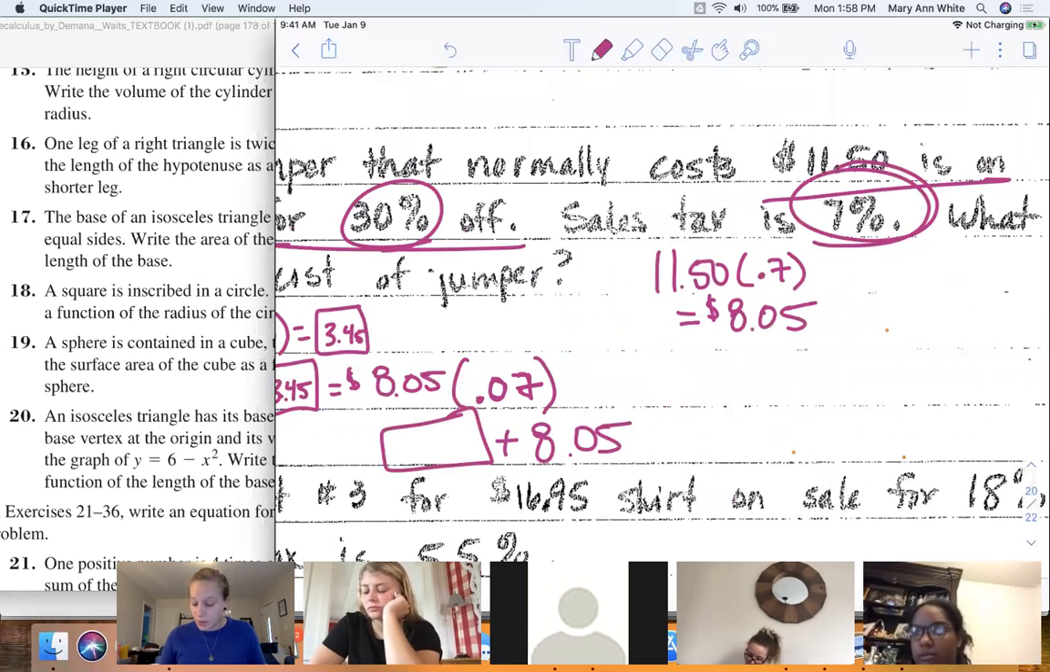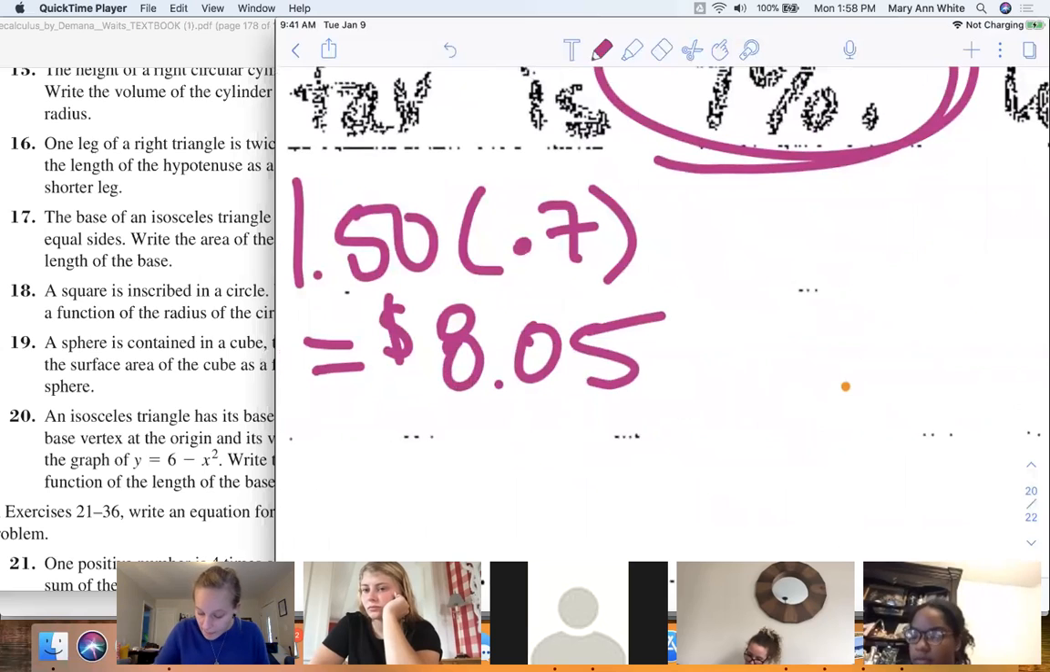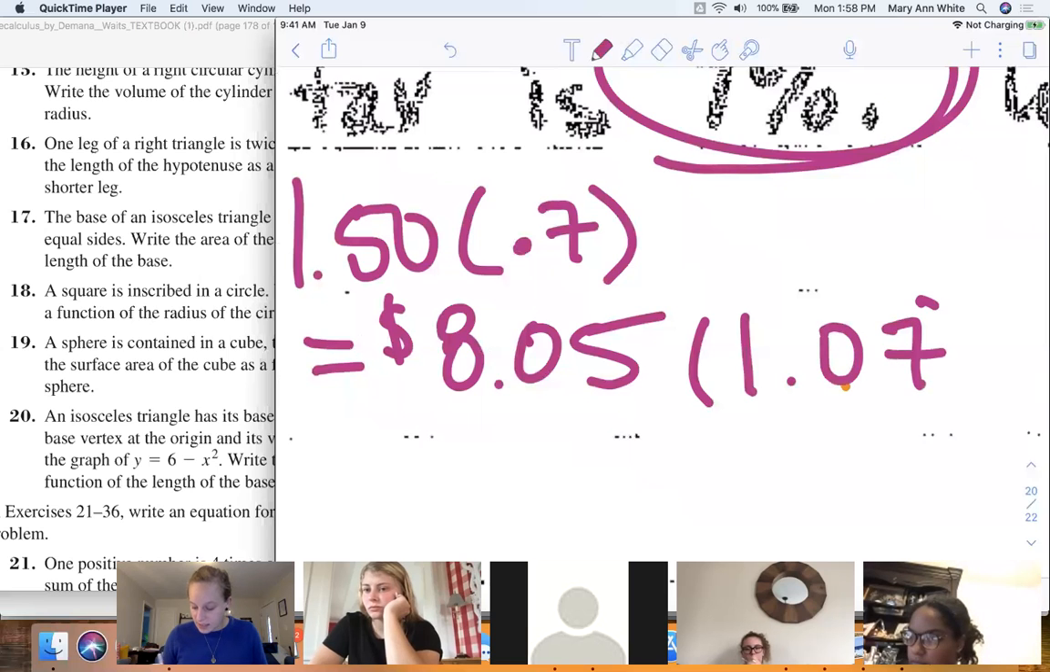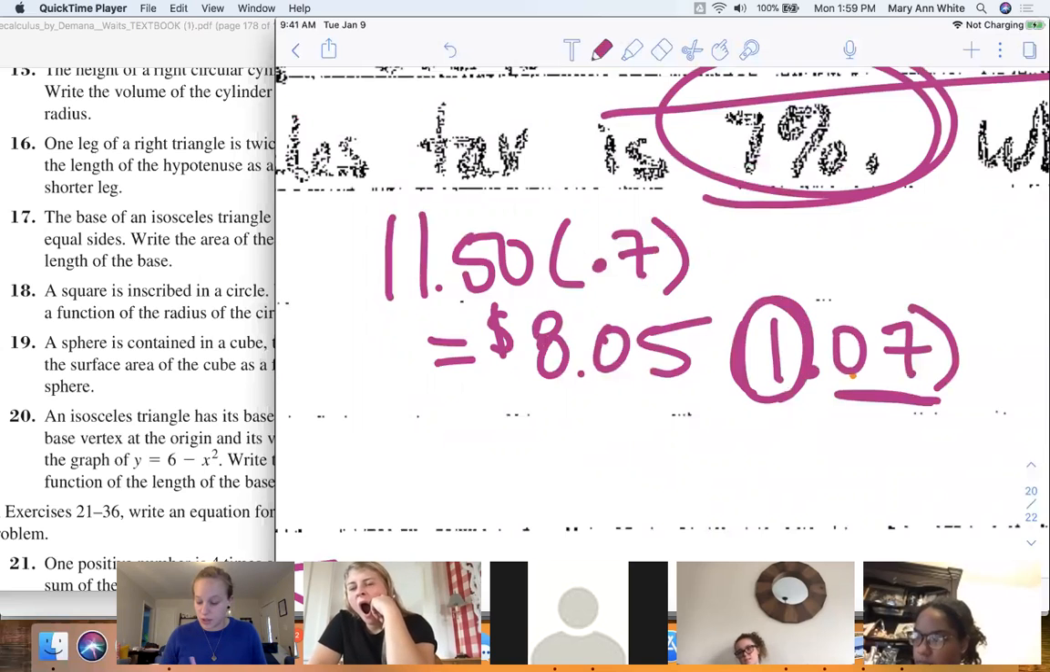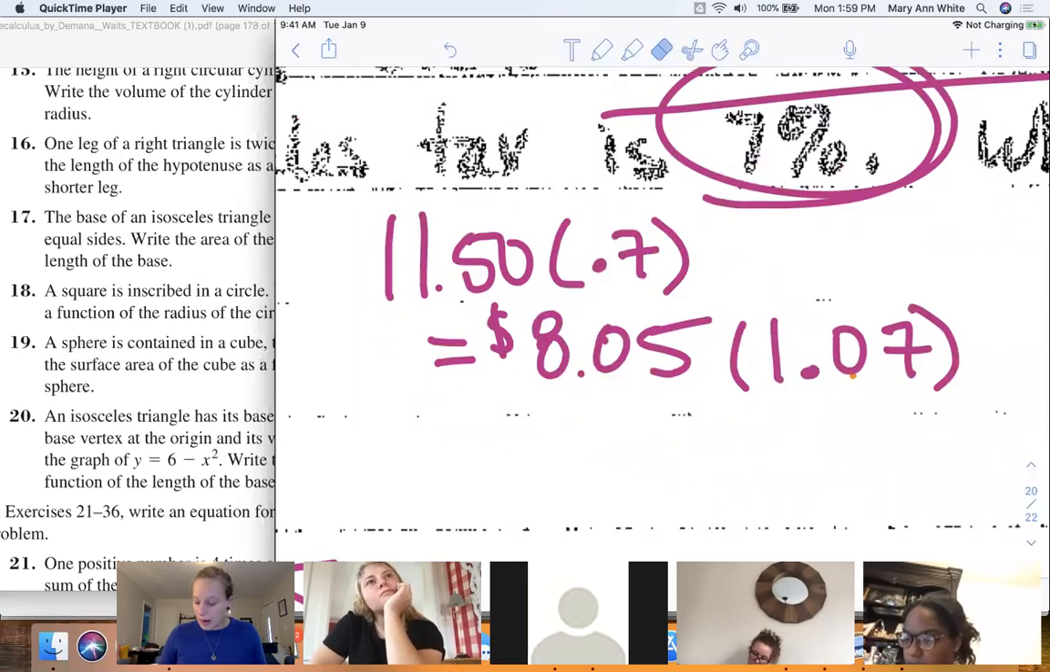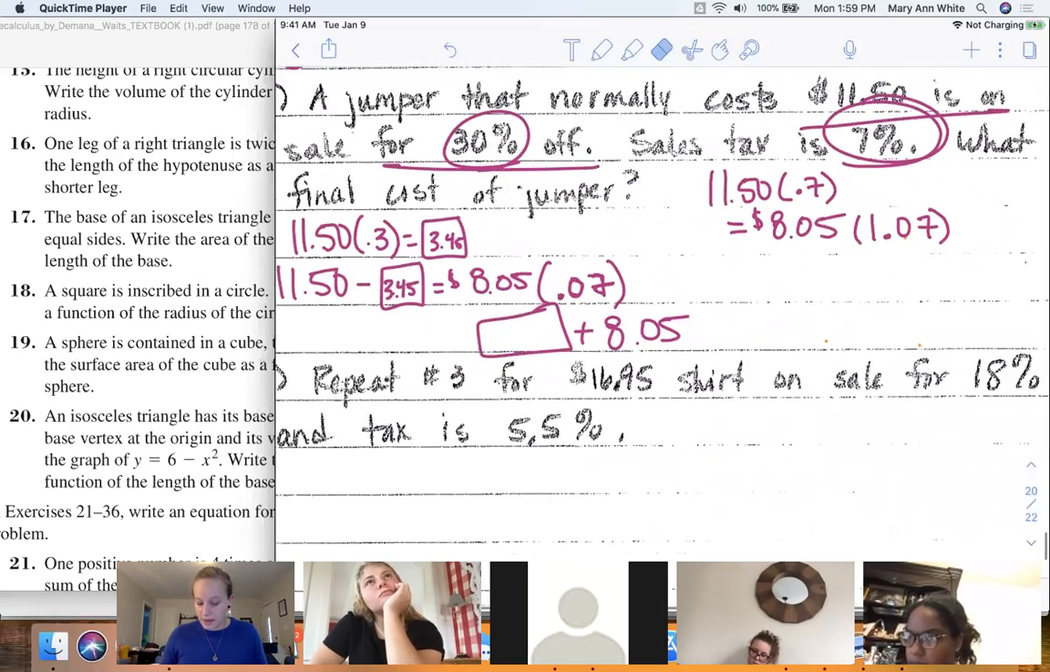Or what you can do is you can multiply your 8.05, so the price after you do the sale of it, by 1.07. The 0.07 counts for the sales tax, and the 1 in the front counts for the whole price of the sweater. So that's doing this, or the jumper plus the sales tax. You can do either way. Again, it will make sense either way.